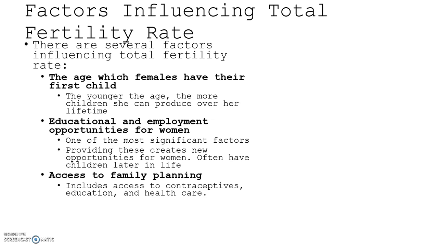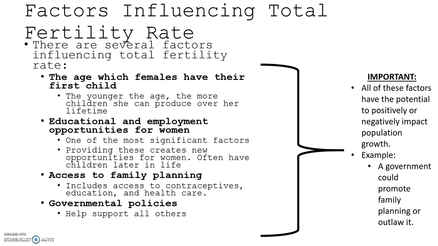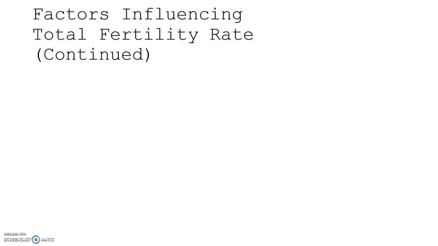Access to family planning includes access to contraceptives, education, and healthcare. And then governmental policies. They help support all of these other things that we just mentioned. So all of these factors have the potential to positively or negatively impact population growth. So a government could do things that would promote family planning or do things to outlaw it.